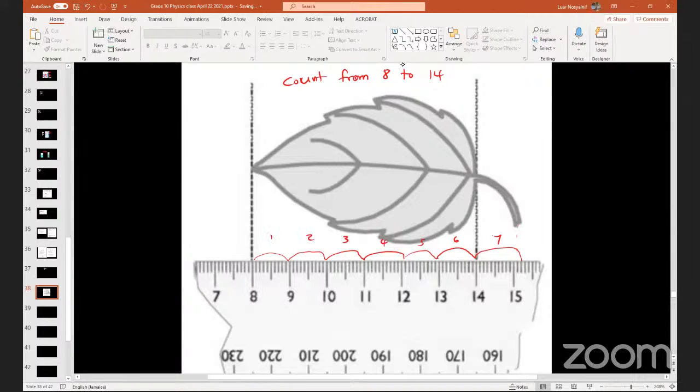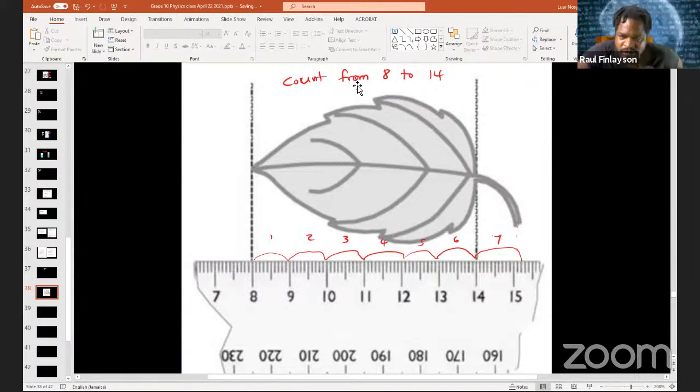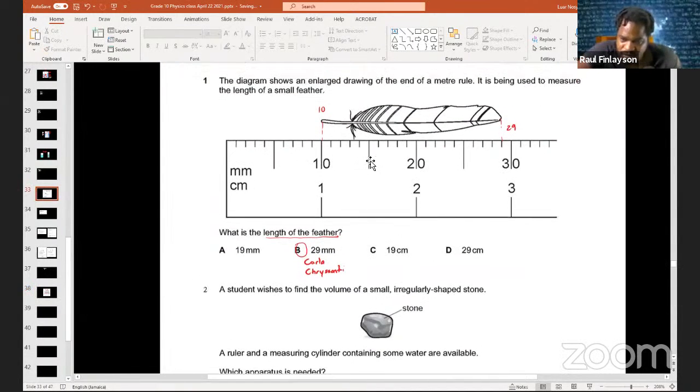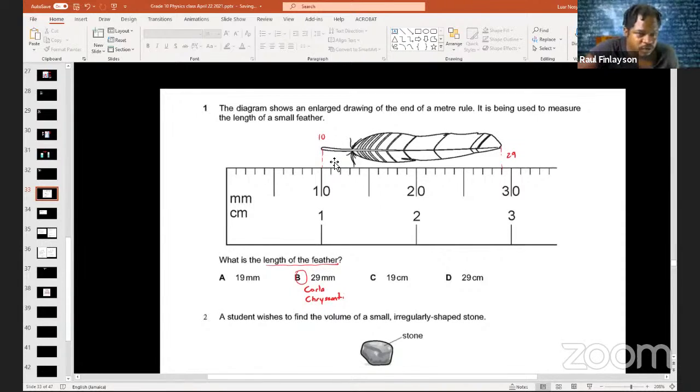Yes, sir. All right. So we're going to apply the same principle then. That means that for the leaf then, we should start counting from what number? Not the leaf, sorry, for the feather, rather here. What number do we start counting from here?